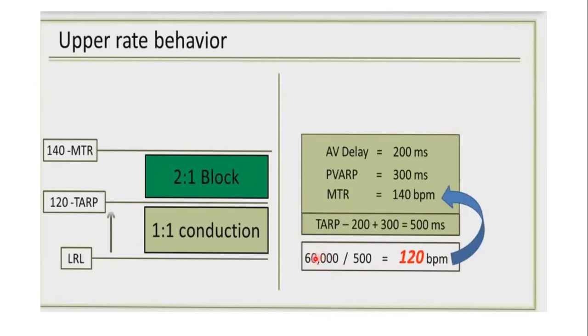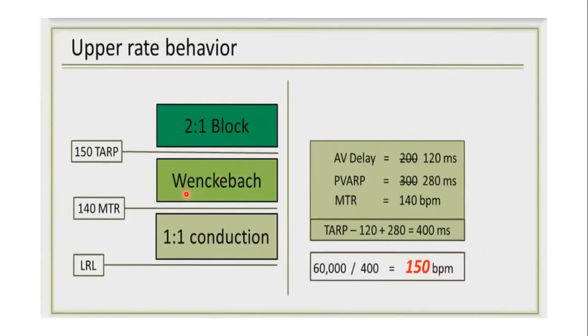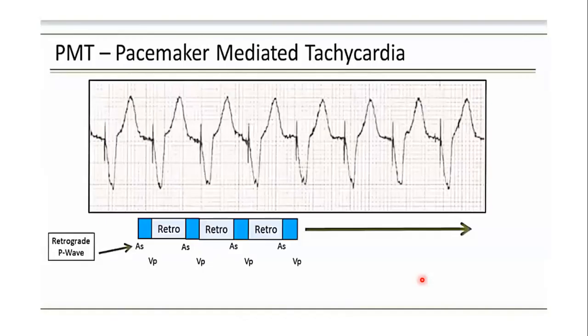So we have to convert it to milliseconds. So that will be 60,000 milliseconds per minute. If we divide that by 500, which is the total atrial refractory period, it will give us 120. And 120 is close to our maximum track rate. So if we have set our device with these parameters, we know that if the intrinsic heart rate approaches 120 beats per minute, then we're likely going to experience a 2-to-1 block upper rate behavior in this pacemaker. Likewise, for Wenckebach, we do the calculation and we can determine it.